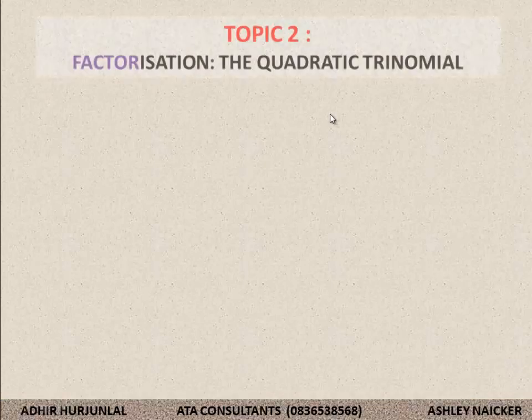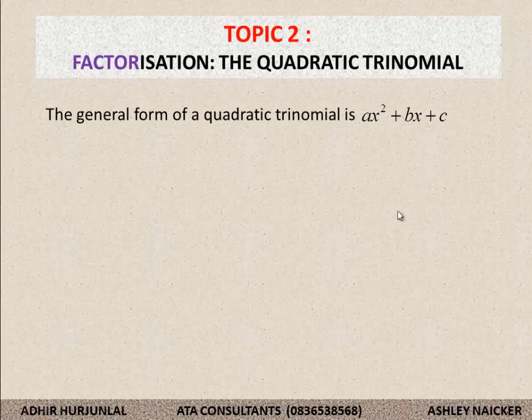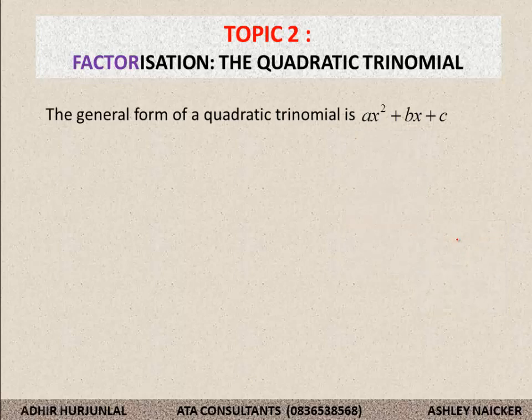Good day, learners. Today we're going to move on to the next aspect of factorization, as we have been doing in the past. But for today, we're going to be dealing with factorization, the quadratic trinomial. The general form of a quadratic trinomial is given as ax squared plus bx plus c. When it comes to the level 2 curriculum, you would be given a quadratic trinomial. You would then have to take the quadratic trinomial and factorize it.